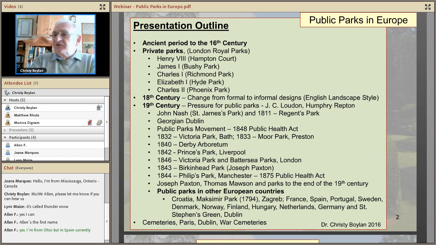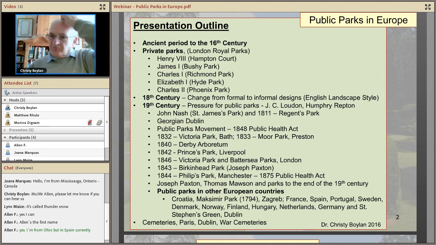Okay, the outline. We'll start in the ancient period and then we'll look at some of the private parks in the UK, because they were for their kings and so on, and they were never intended for the public until someone realized, well, they could do that as well. And then in the 18th century, there was this whole landscape design change happening, where there was formal design change into informal design, which is generally known as the English landscape style, but which in reality was very much influenced by Chinese design of gardens.